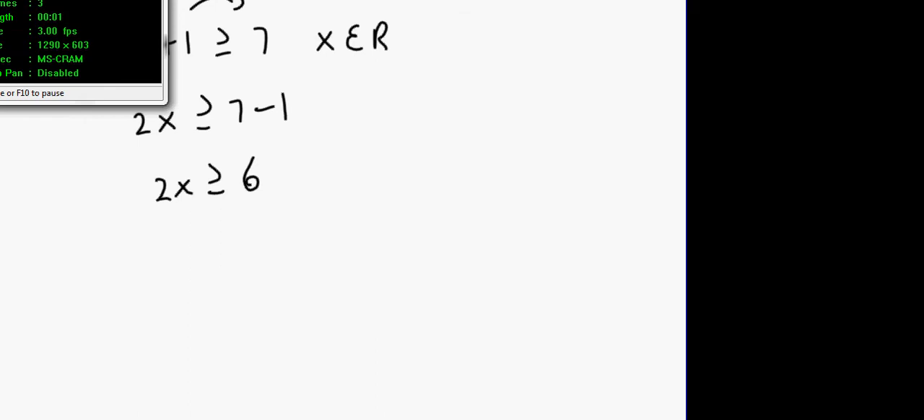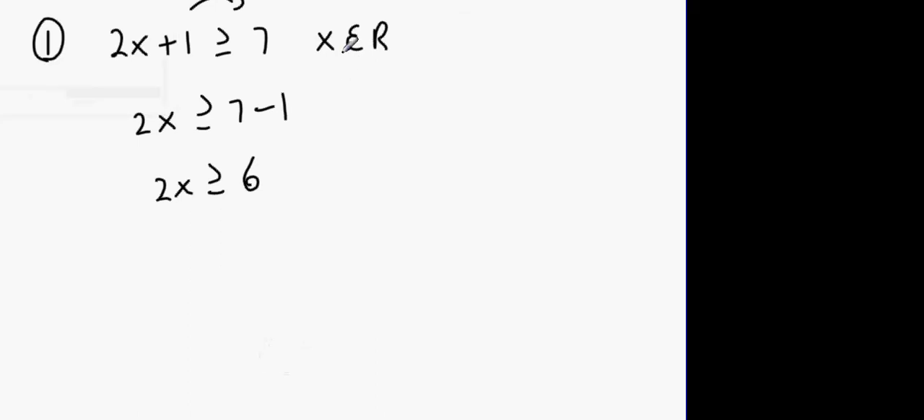Okay, so to do this question, we said x is an element of R. This means that all numbers are included, including fractions and decimals. But the first step was to bring over the plus 1, and what we end up getting is 7 minus 1, which is 6. 2x is greater than or equal to 6. X is greater than or equal to 6 divided by 2.